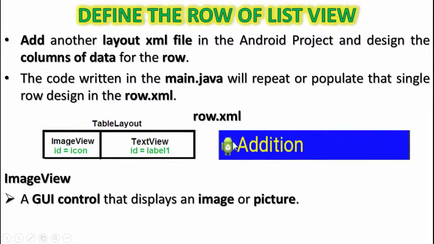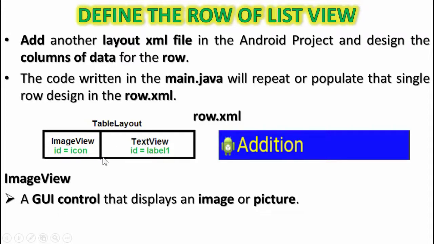Next, define the row of the list view. Add another layout XML file in the Android project and design the columns of data for the row. The code written in the main.java will repeat or populate that single row design in the row.xml. The design layout for the row has a table layout.